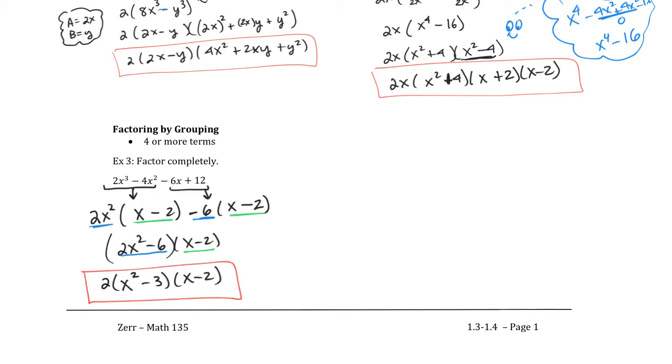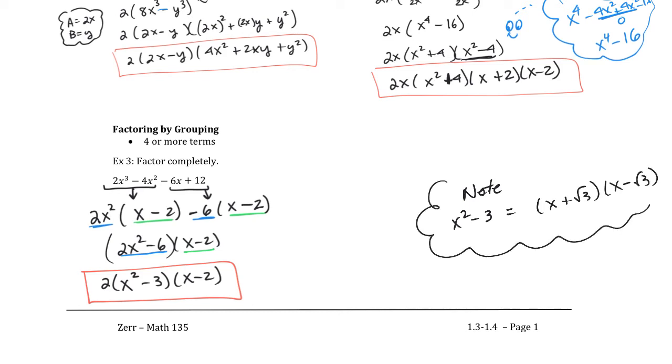Just a little note, we could factor if we wanted to x squared minus 3. That would factor. We could think of that as x plus square root of 3 times x minus square root of 3. So that would factor if we were willing to use irrational numbers.